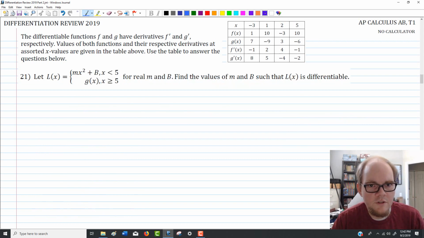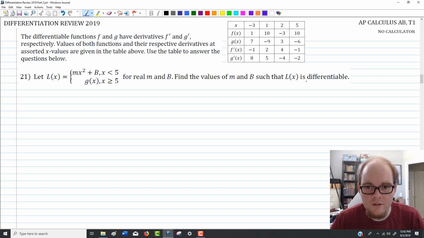That next brings us to 21. So let L of x equal a piecewise function. It's g when x is larger than or equal to 5, and it's mx squared plus b when x is less than 5. And it says m and b are real, so that's always helpful. Our job is to find the values of m and b such that L of x is differentiable.